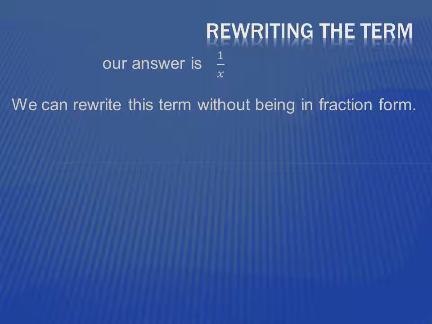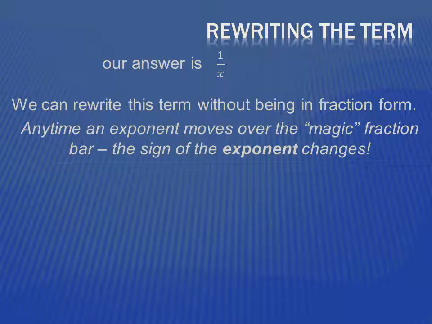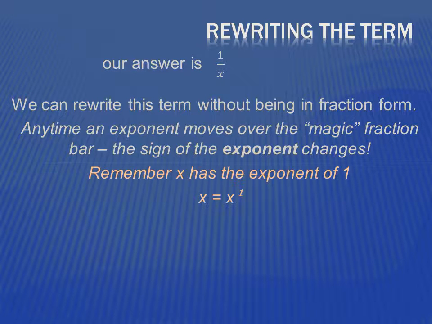But we can rewrite this term without it being in fraction form. Sometimes you will be asked for answers to be with only positive exponents, and sometimes for it to be written without being in fraction form. So, since we have x in the denominator, a single x is the same as x to the first power. So because it's under the fraction bar, it is actually x to the negative 1. And any time an exponent moves over or under the magic fraction bar, the sign of the exponent changes.